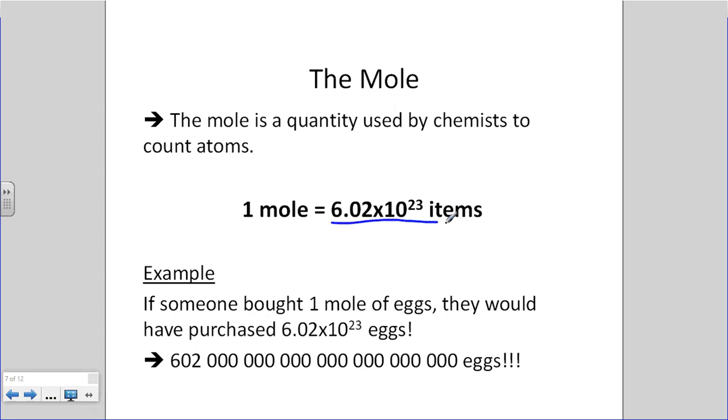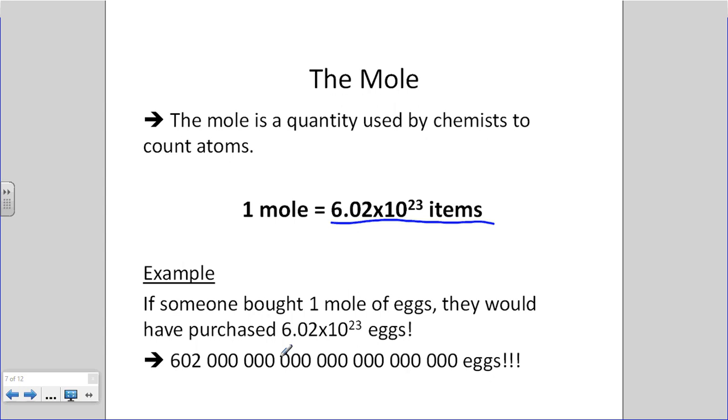6.02 times 10 to the 23 items. Now, you might think that's a very odd number and wonder where it came from. We'll come back to that in a minute. We're not going to get into all of the details with it, but it is how many items would be in 1 mole of anything. So to put that in perspective, because people are familiar with eggs, and they're a very hot commodity right now if you've been to the grocery store.